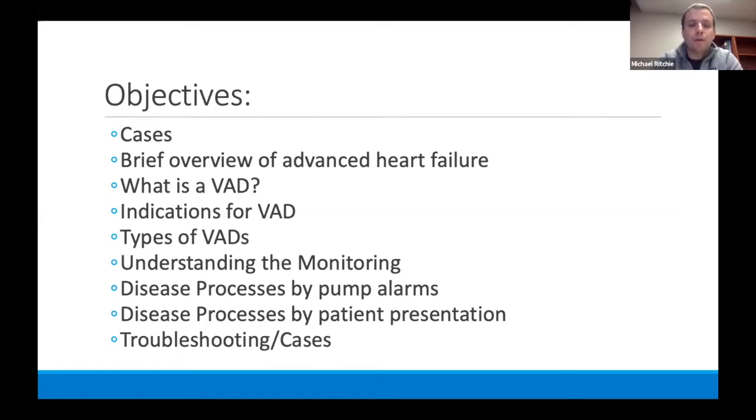And then the part that can be helpful, which is kind of understanding the monitoring and then how to use the monitoring to give yourselves a differential, and then also just looking at patient presentations, and then we'll re-look at the cases. So hopefully we'll be able to get through everything.